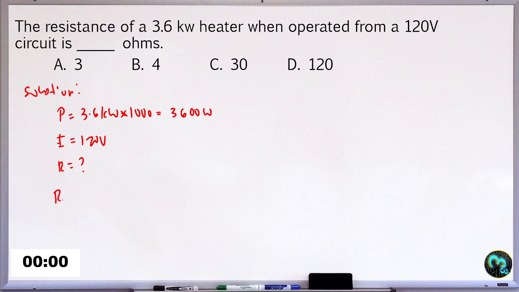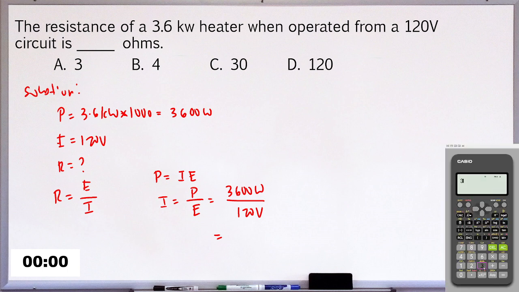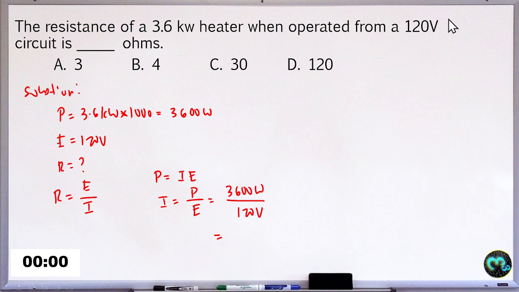Resistance using Ohm's law is voltage over the current. But we don't have the current. But we know from the formula for power that P is equal to I times E. So here we can write the current: current is equal to, cross multiplying, power over the voltage. So we have 3,600 watts divided by 120 volts. 3,600 divided by 120 is 30, so we have 30 amperes. So the voltage, 120 volts, divided by 30 amperes, so our resistance is 4 ohms. So the correct answer is B.